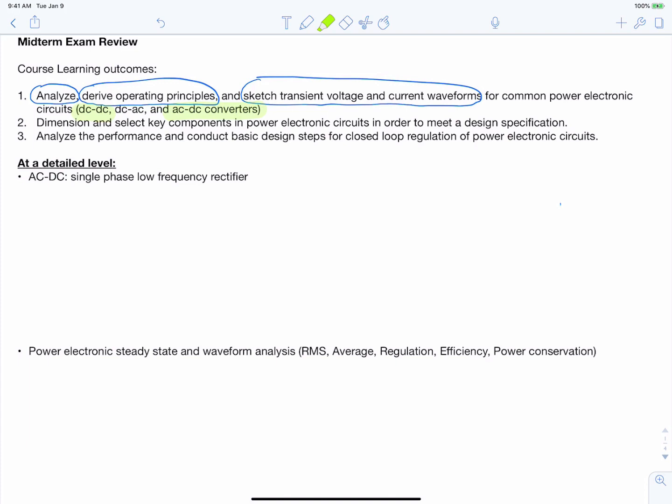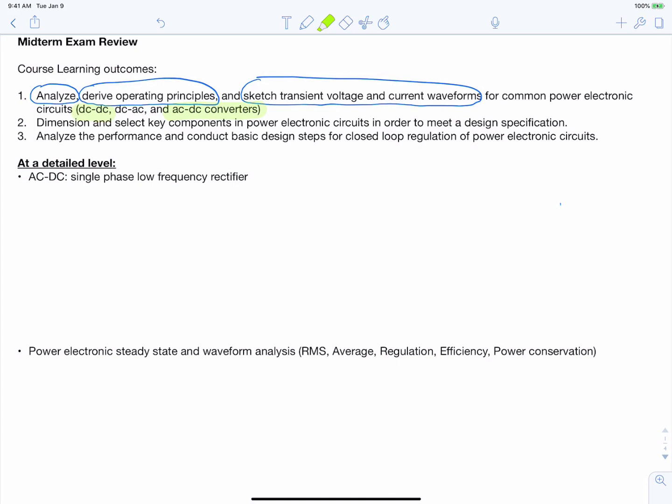The second learning outcome is that by the end of this class, you should be able to dimension and select key components in power electronic circuits in order to meet a design specification. We've been practicing this in class in our active learning exercises. We've had a few tutorials where I brought up data sheets and we've looked at DigiKey. And in your homeworks, we've actually had you go out and select components by searching for values within DigiKey.